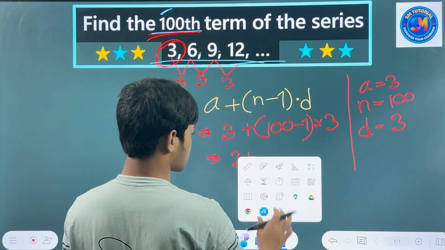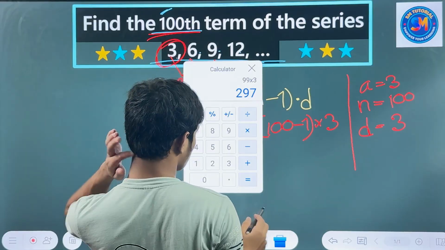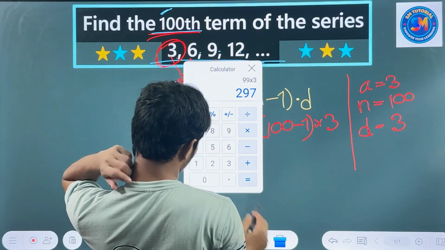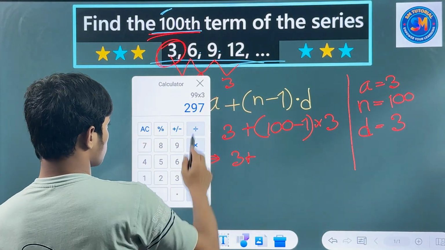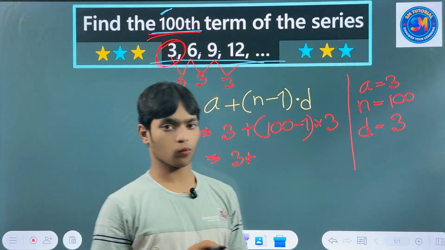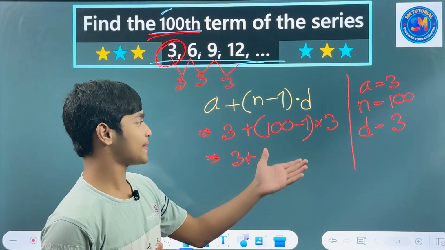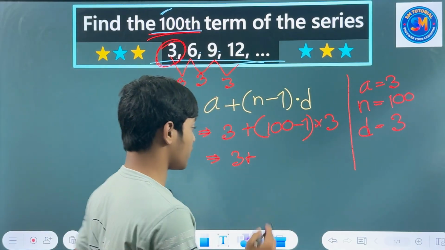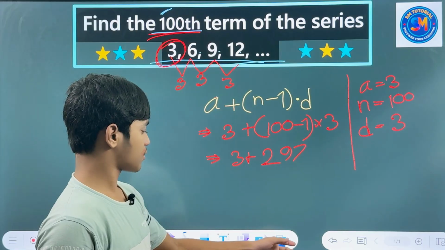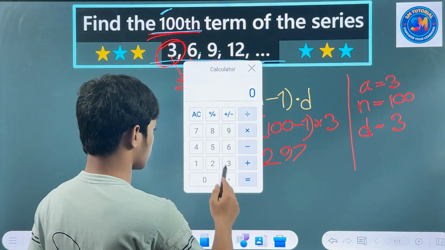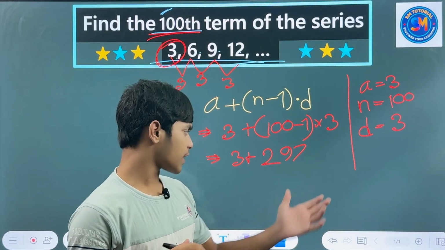I am showing that first. 9 into 3, 27, and so on. So 297. Did you calculate it yet? 99 into 3 will be 297. Am I right here? Yeah, of course, I'm right.